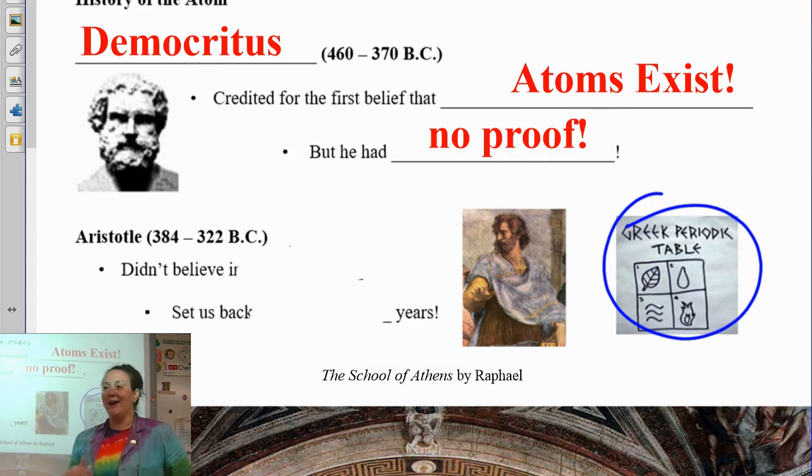Okay. He had no way. He had no laboratory. He didn't have an electron scanning microscope. He had none of this stuff. And he had someone else up against him.